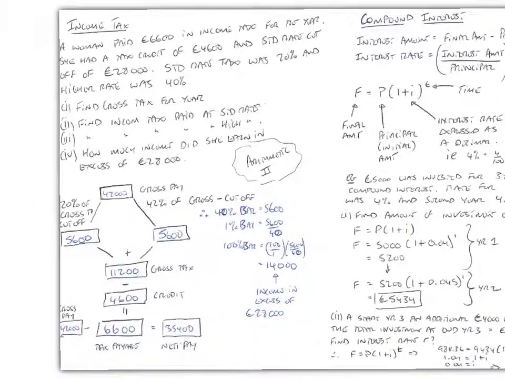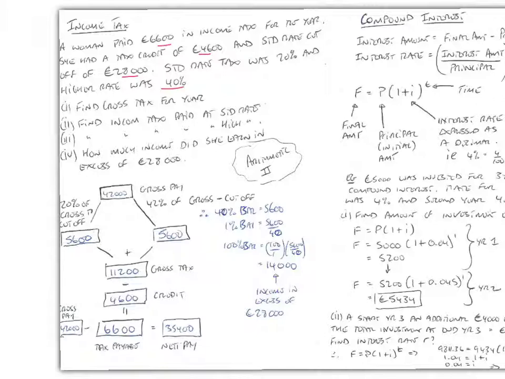Okay, so let's look at income tax, and we'll do it by example. A woman paid 6,600 euros in income tax for the year. She had a tax credit of 4,600, a standard rate cut-off of 28,000, a standard rate tax of 20% and a higher rate of 40%. Find her gross tax for the year, find the income tax paid at standard rate and at higher rate, and how much income she earned in excess of 28,000.